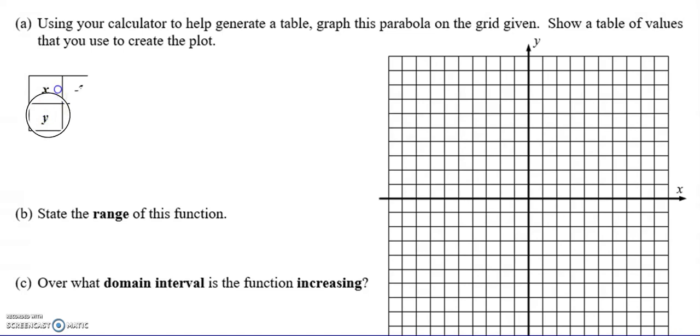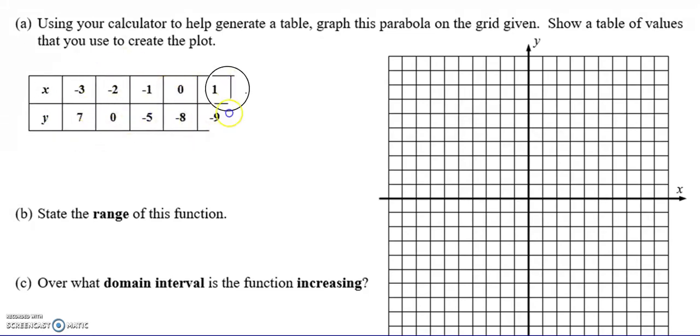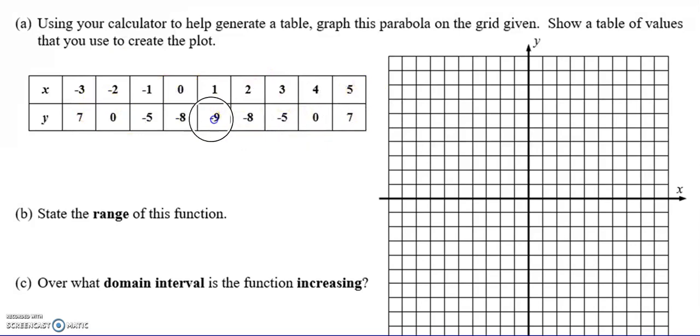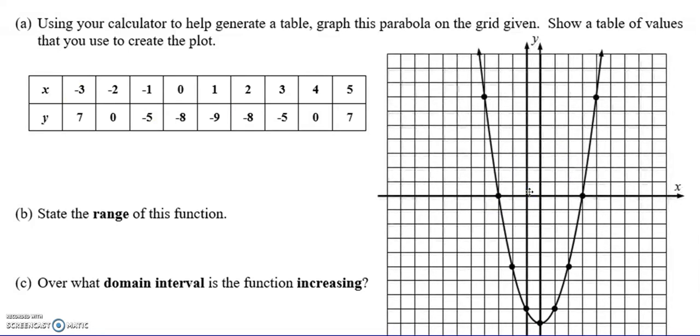All right, when you did that, you got something like this here. And the reason we picked these points is because these are the ones that fit on this grid here. If you go too far in that, they won't fit. And when you graph that, you get something like this. For now, ignore this line.